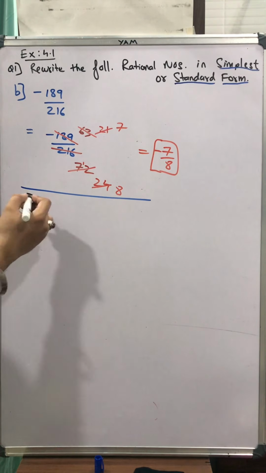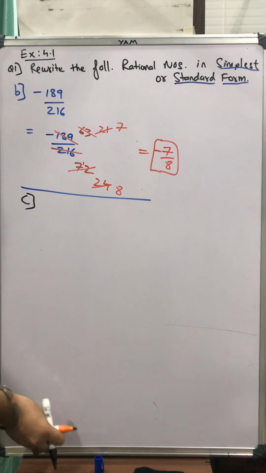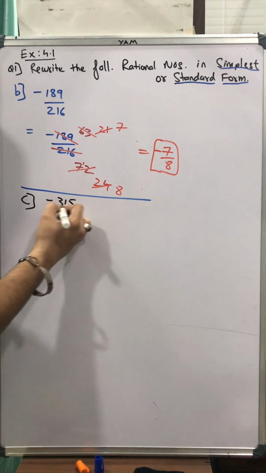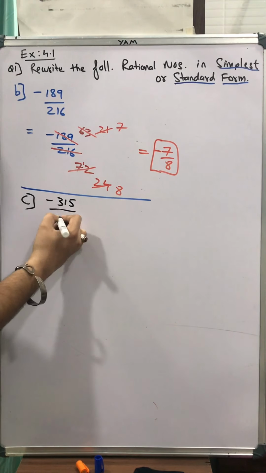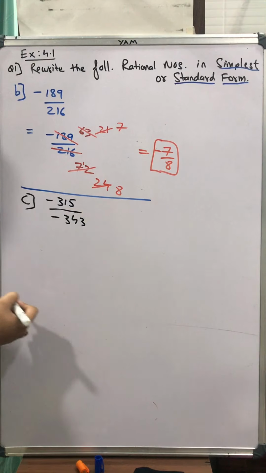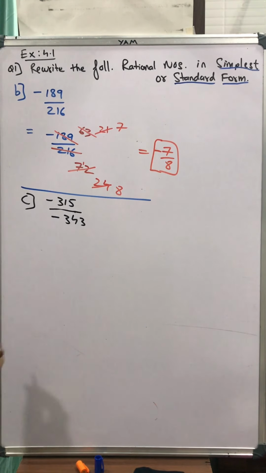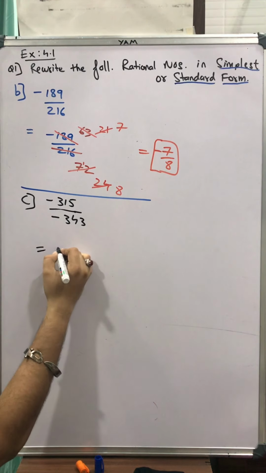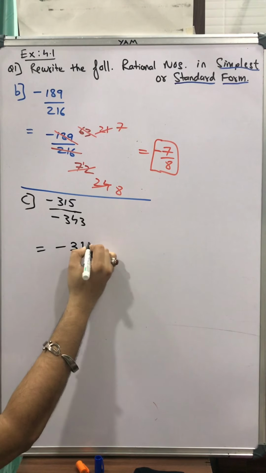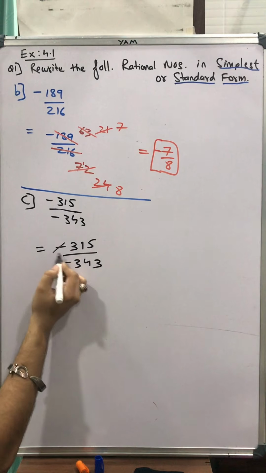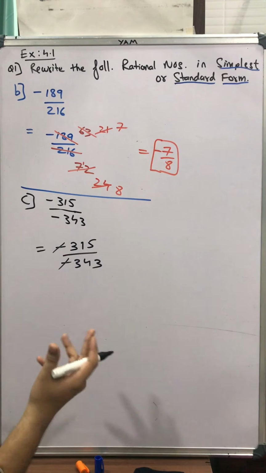The question is the same, in the standard form: minus 315 upon minus 343. We have to write it in the standard form or the simplest form. First I'll copy the question, minus 315 upon minus 343. Students, this minus minus cancels, so now my answer will be positive.